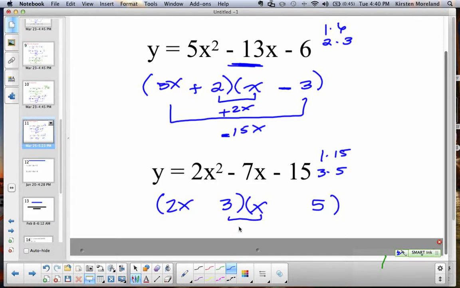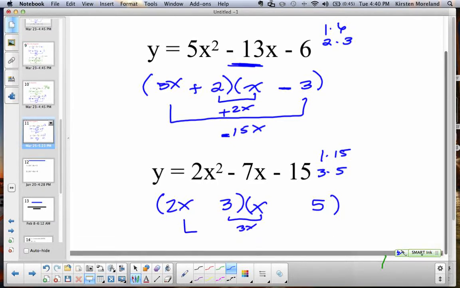So it gives me 3x and 10x. I've been doing some good guesses here because 3x and 10x will get me a 7x if I make one of them negative. Notice I want to add to a -7, so I make the bigger one negative. That's connected with the 5. The 3 needs to stay positive, and that would be my final answer.